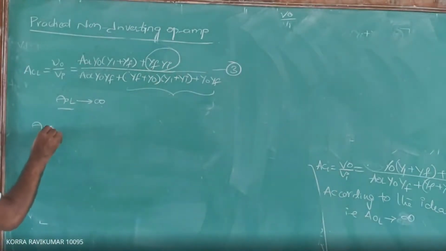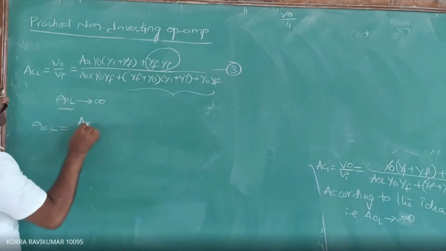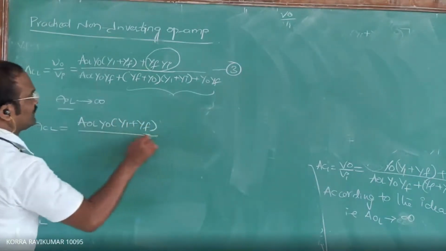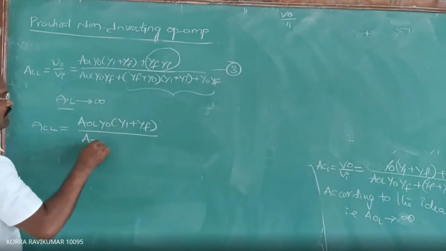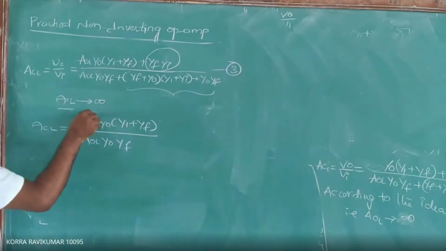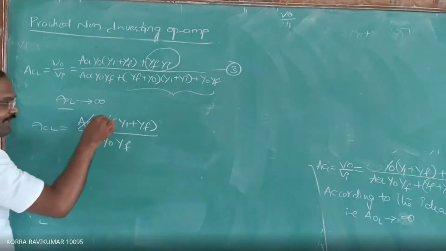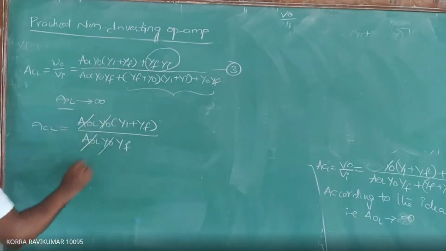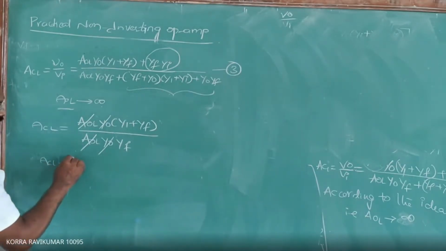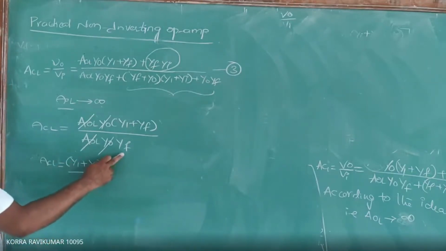If you rewrite the equation, closed loop voltage gain is equal to AOL into Y naught of Y1 plus YF divided by AOL into Y naught YF. See here, in the numerator AOL is there, in the denominator also AOL is there, cancel. In the numerator Y naught is there, in the denominator also Y naught is there, cancel. Then the expression becomes Y1 plus YF divided by YF.